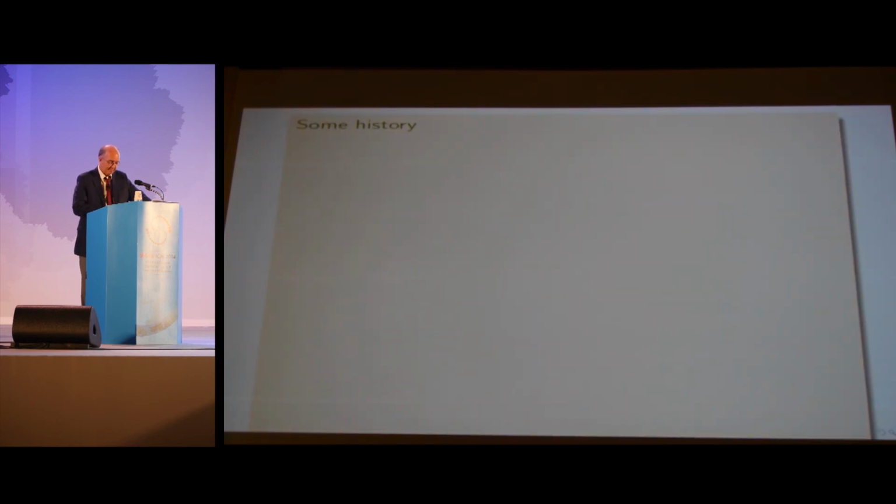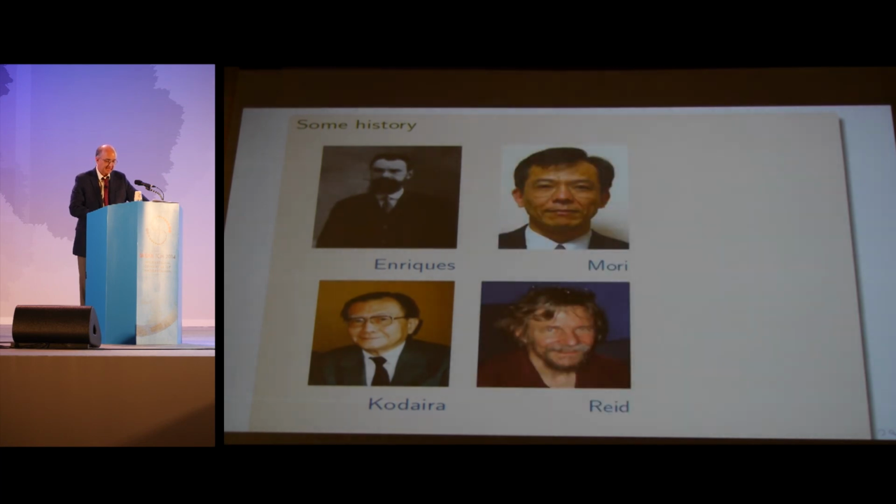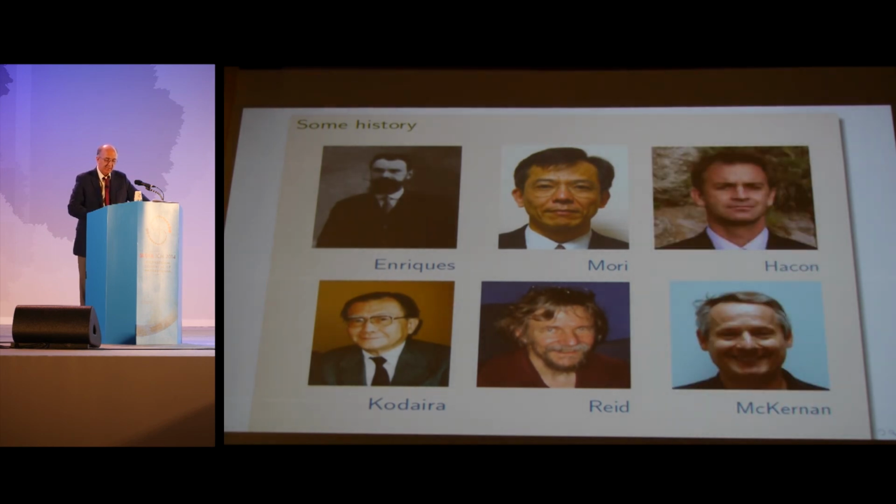Okay, well, let's see some history of this. And so, maybe they are better visible up here. So the first period is Enriques, who started the classification of surfaces, and Kodaira, who essentially finished it in the 1960s. Then the big breakthrough in the 1980s is Shigefumi Mori and Miles Reid. And then in the last 10 years, the major work was done by Christopher Hacon and James McKernan. And looking at this, you see that each step of development required one serious and one smiling mathematician's contribution together.